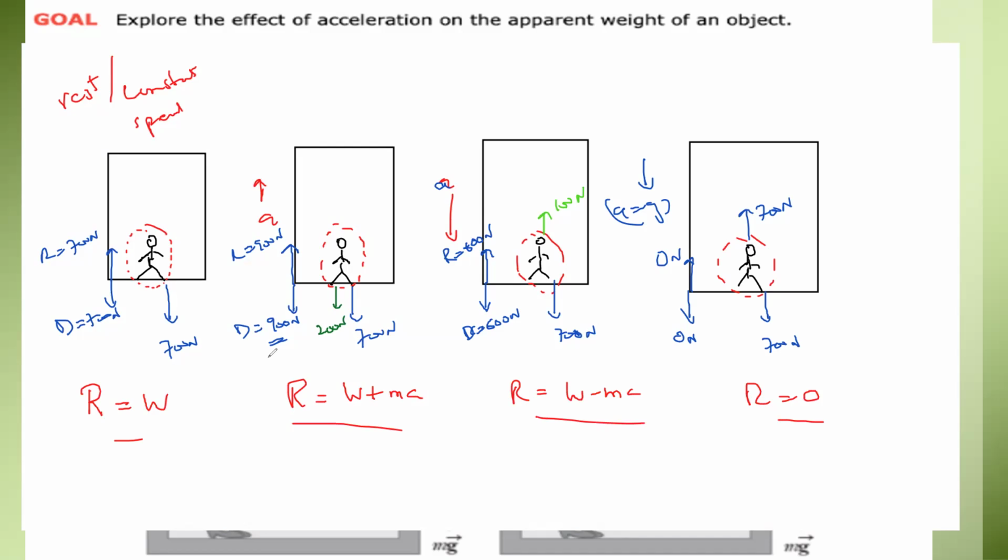If the lift is accelerating upward, the object will appear heavier. If the lift is accelerating downward, the object will appear lighter. If the lift is at rest or at a constant speed, the object appears the same weight, and the actual weight will be recorded.